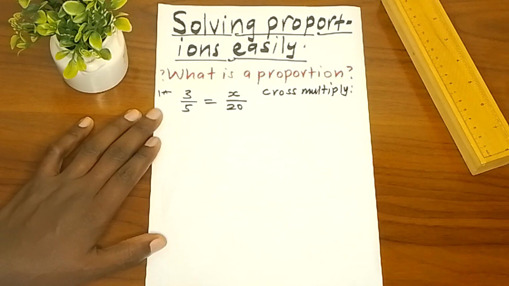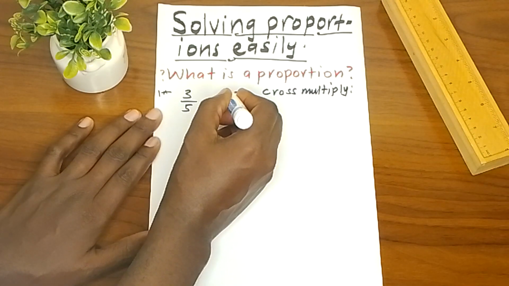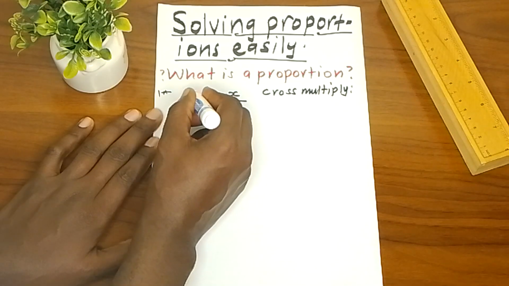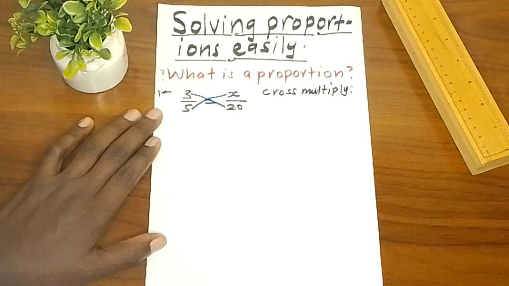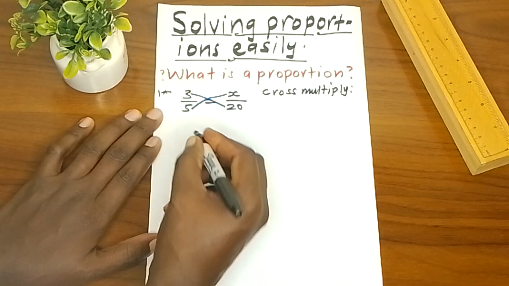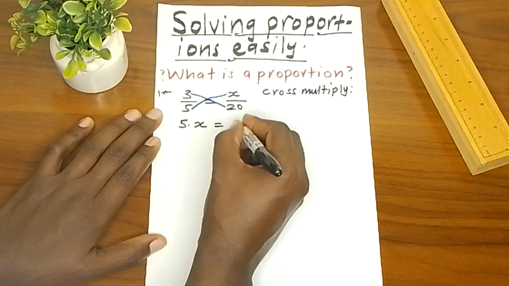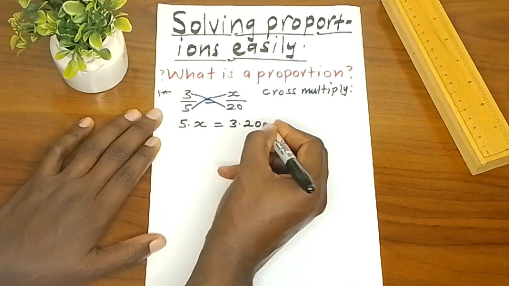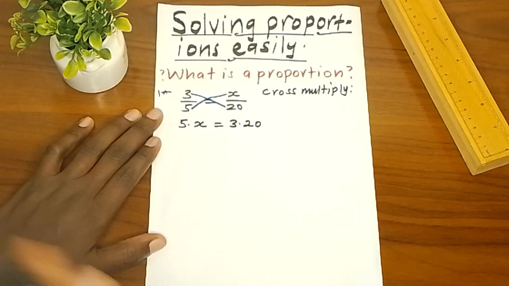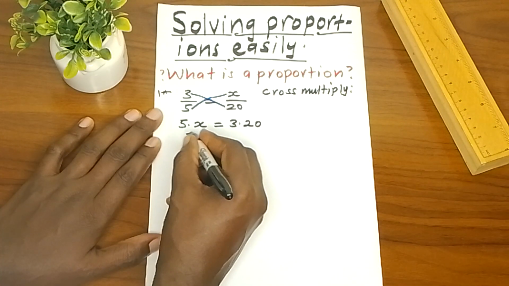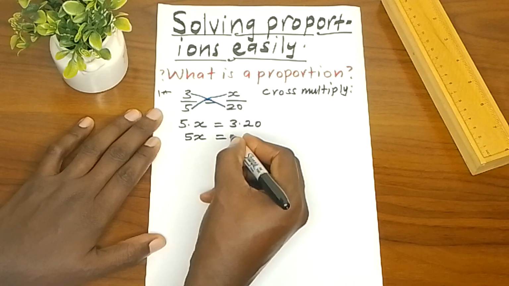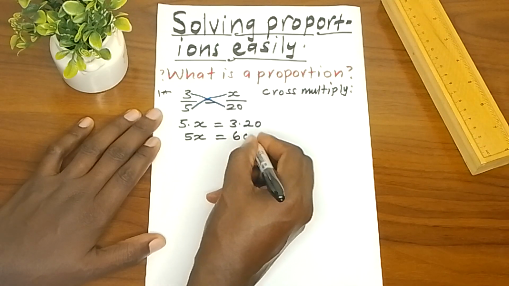We multiply the numbers in an opposite direction, like the way the multiplication sign moves. So here we are going to have 5 times x is equal to 3 times 20. So here we are going to have 5x is equal to 60.